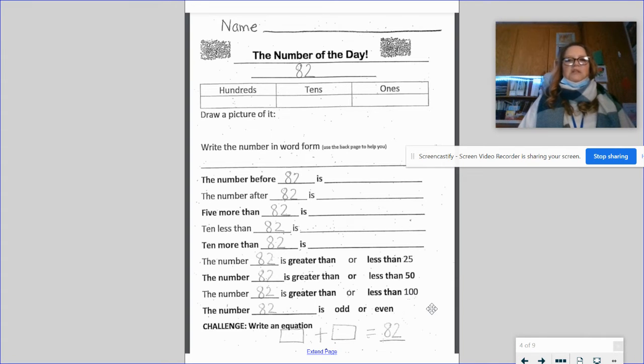We have some strategies. And then you have to write a challenge equation. A challenge. 82 plus 0 is not a challenge. 81 plus 1 is not a challenge. So challenge yourself to write an equation.